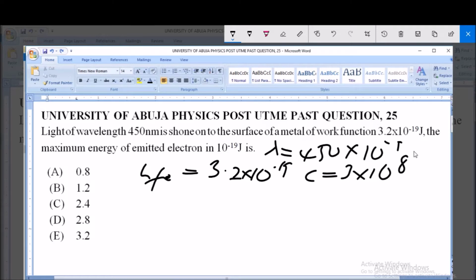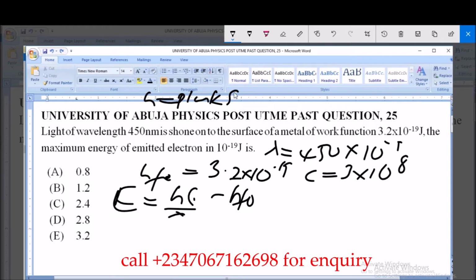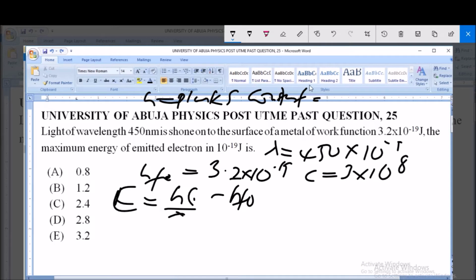Now how do we find the maximum energy of emitted electron? It's given by the formula E equals hc over lambda minus hf naught. I told you that hf naught is the work function. Now from this particular question we have h is Planck's constant, and Planck's constant is given by 6.6 times 10 raised to the power of minus 34. So to solve, we substitute our values.